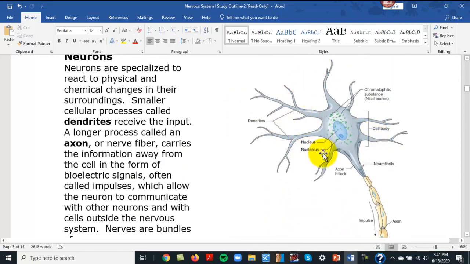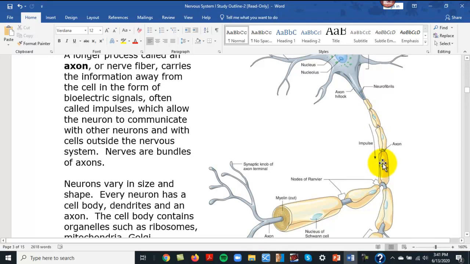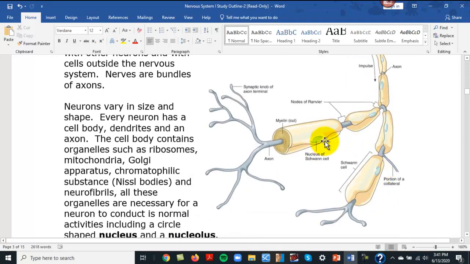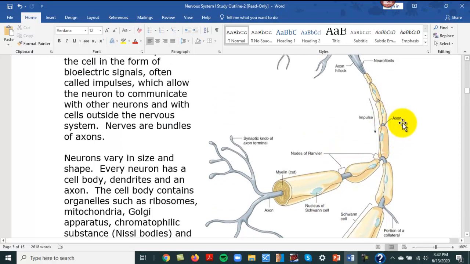So here are the dendrites. Important things to know: what are the dendrites? The cell body, and then this part called the axon. Axons are also called nerve fibers. And nerve fibers are what you find in the big nerves.